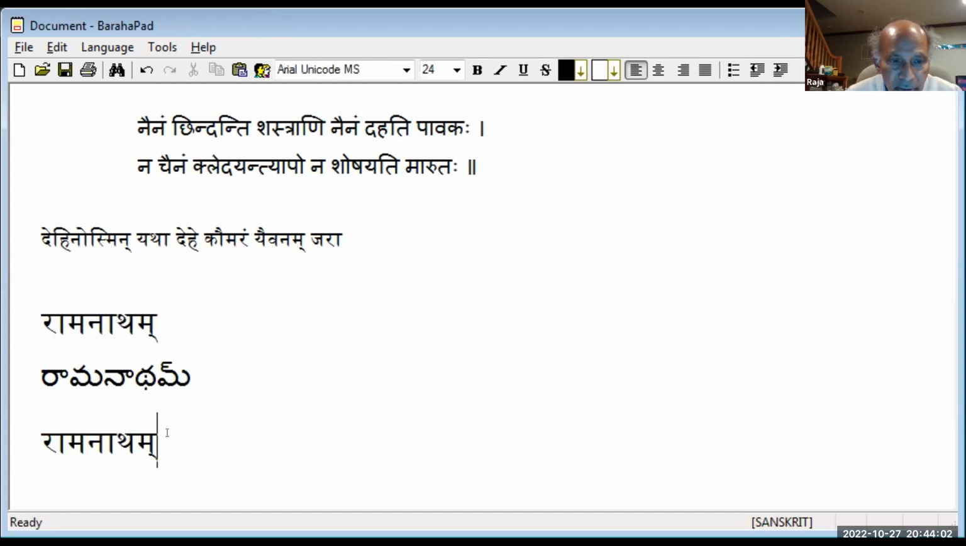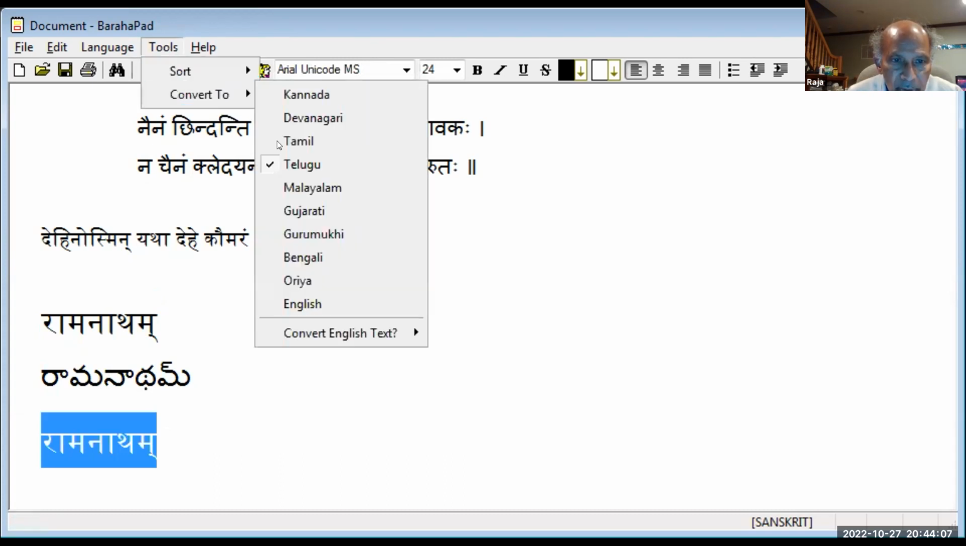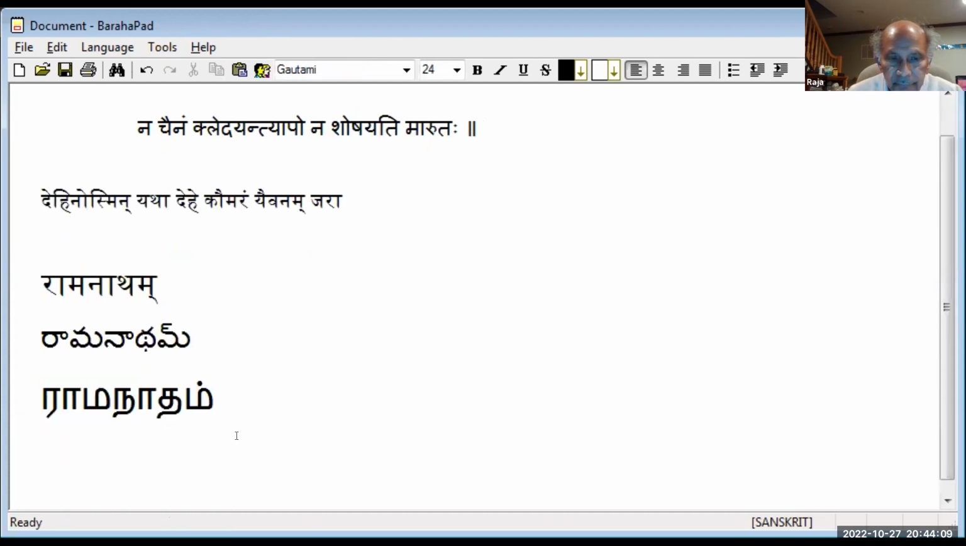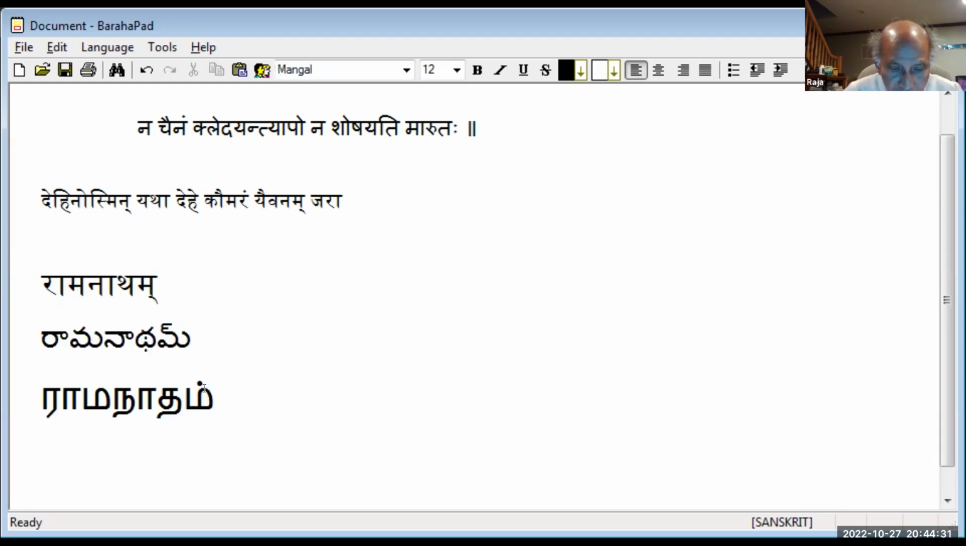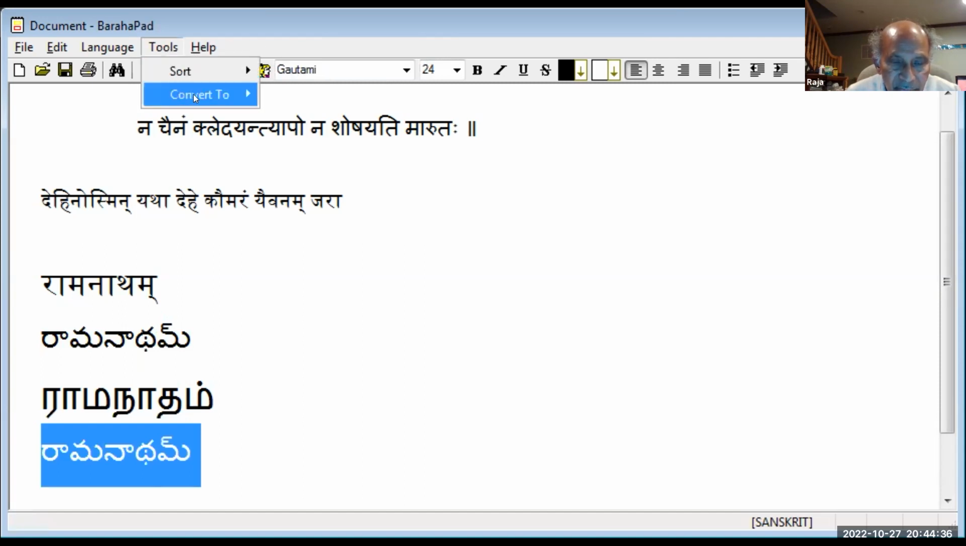Or I wanted to convert that into... I can do anything. Once I type in one language, I can convert that to Tamil. When you convert from one language to another, there are some words and letters that may not work properly. We have to correct that. Or I can take this one that I typed in Telugu, and take this whole thing and convert it into whatever language I activated.